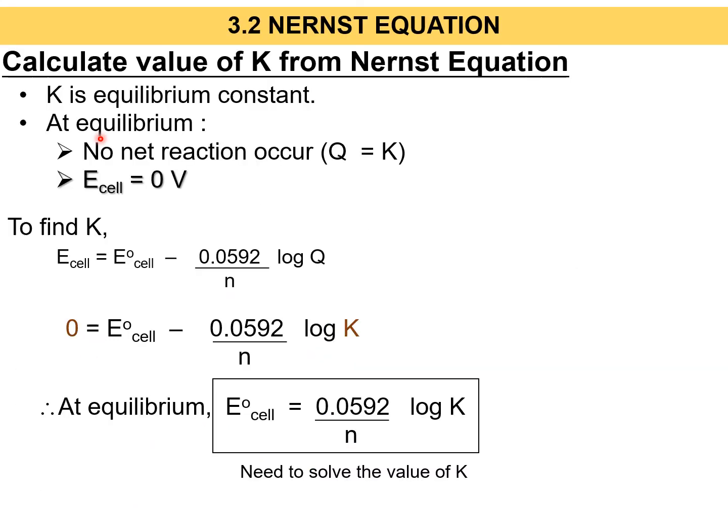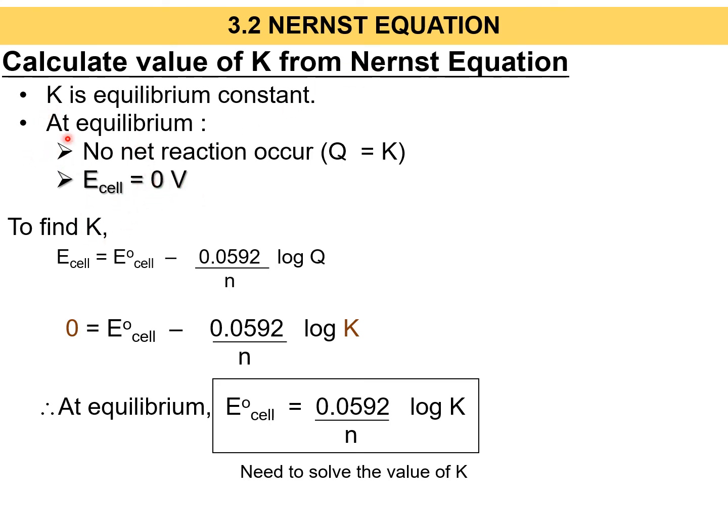equation. Okay, next, how can you calculate the value of K from the Nernst equation? Okay, K ni apa? K adalah equilibrium constant. Okay, at equilibrium, actually there will be no net reaction occur. So therefore, reaction quotient will be equals to the equilibrium constant, and the non-standard cell potential Ecell will be equal to 0 volt. So how can you find K from the Nernst equation?